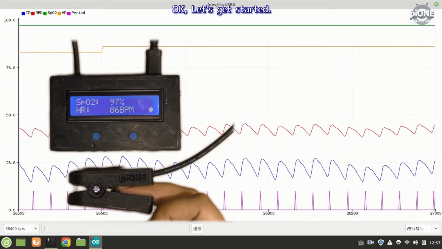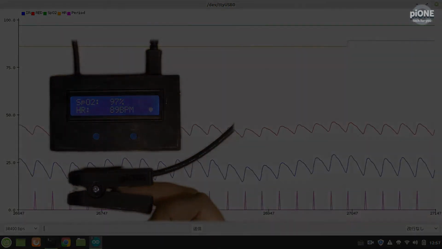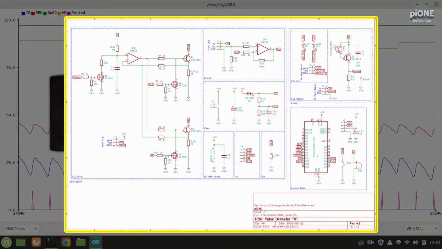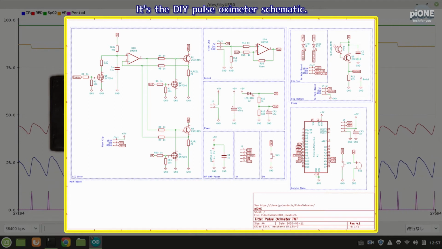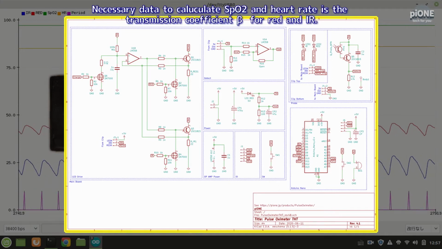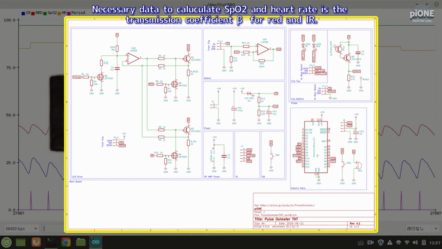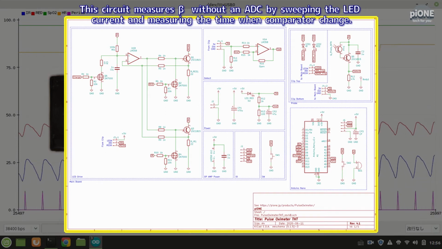Okay, let's get started. It's the DIY pulse oximeter schematic. PDF data can be downloaded from the web page. Necessary data to calculate SpO2 and heart rate is the transmission coefficient beta for red and IR. This circuit measures beta without an ADC by sweeping the LED current and measuring the time when the comparator changes.